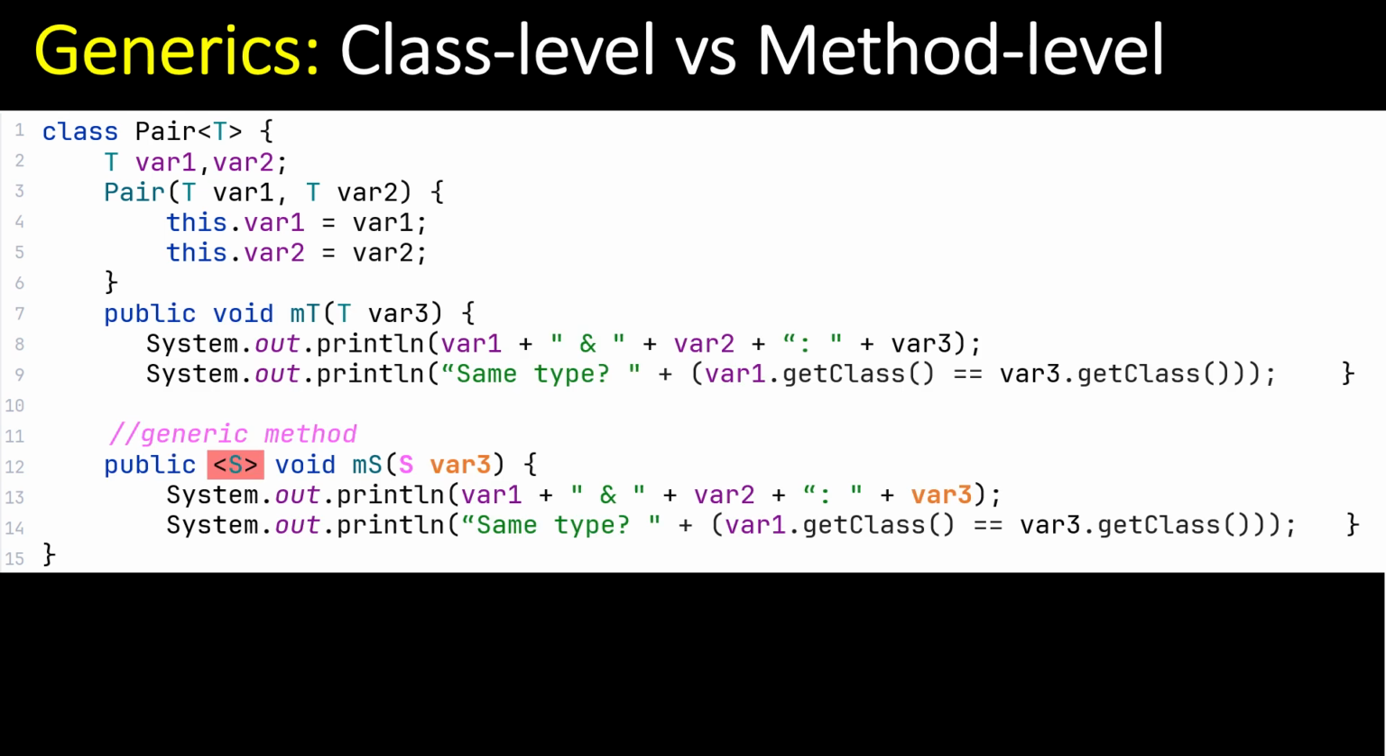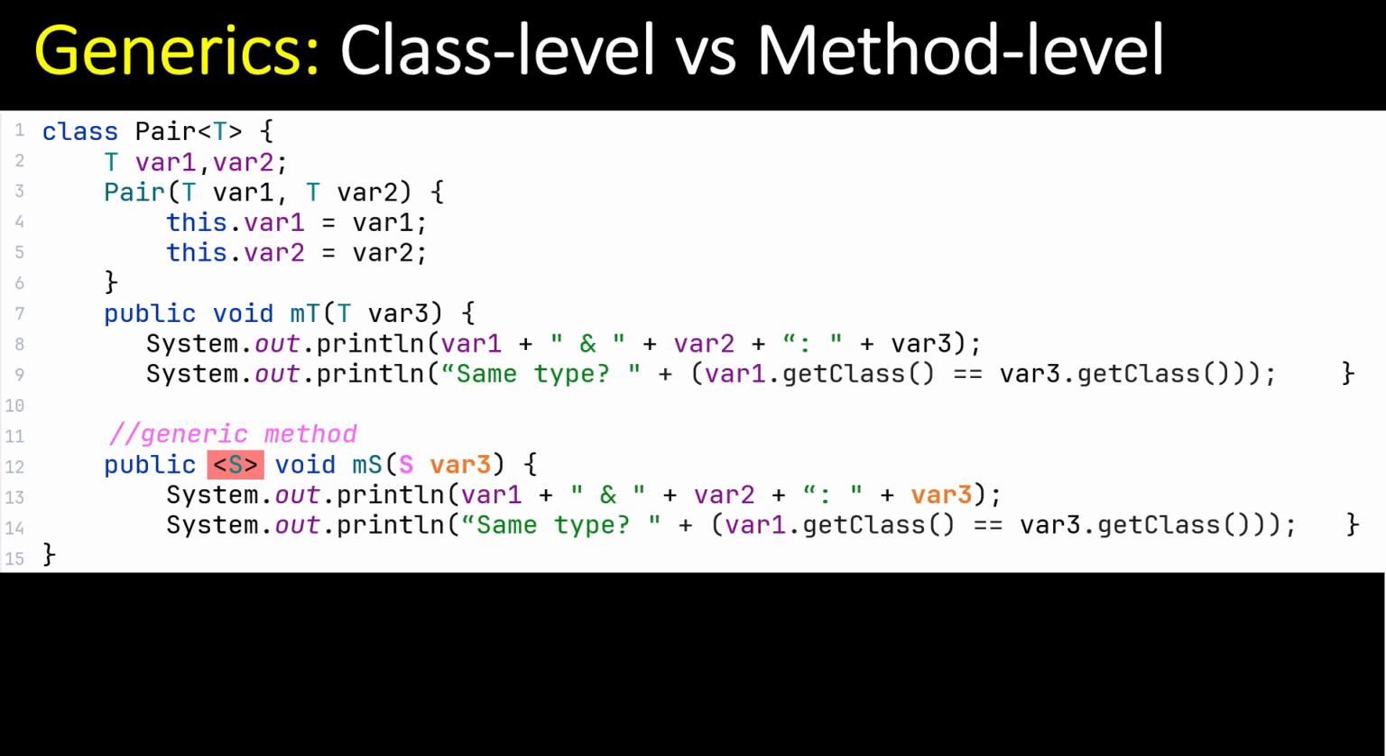Next, there are two different methods. The first method, mT, is a regular method that uses the class-level generic type T as its parameter. The second method, mS, is a generic method because it declares its own type parameter S with angle brackets after the public access modifier and before the return type.